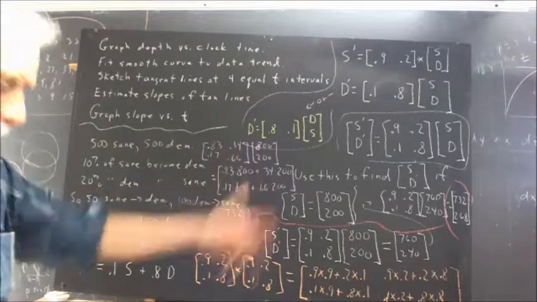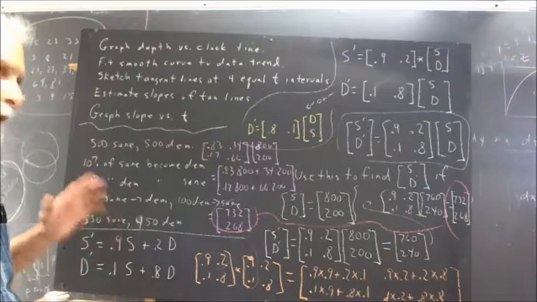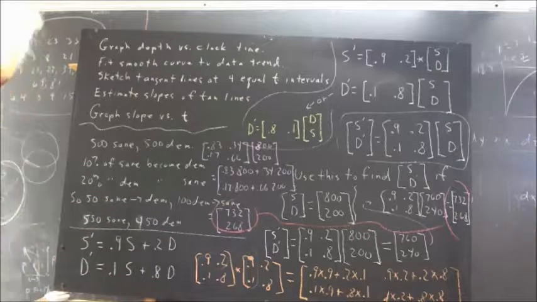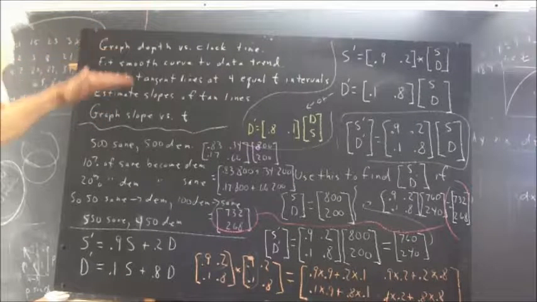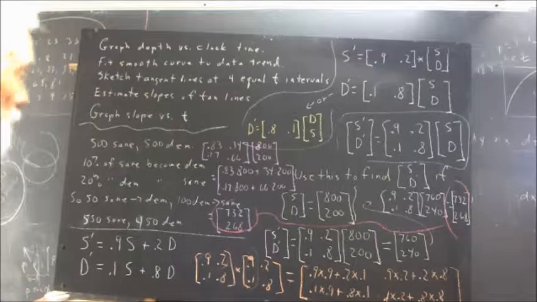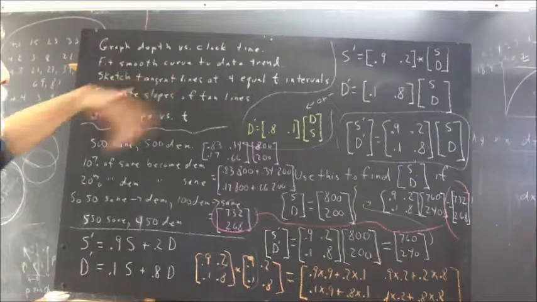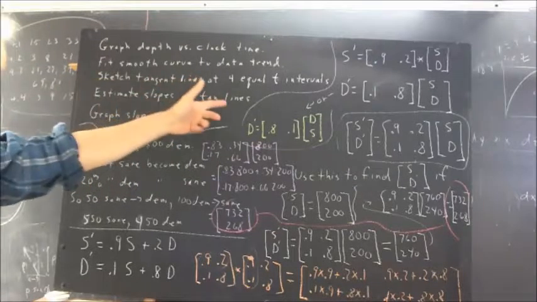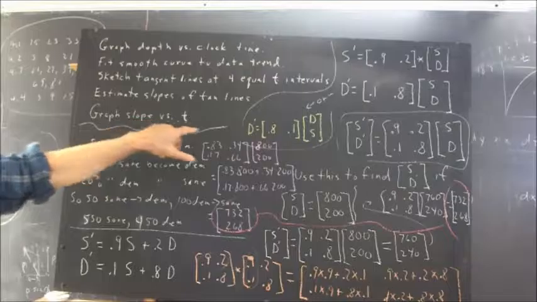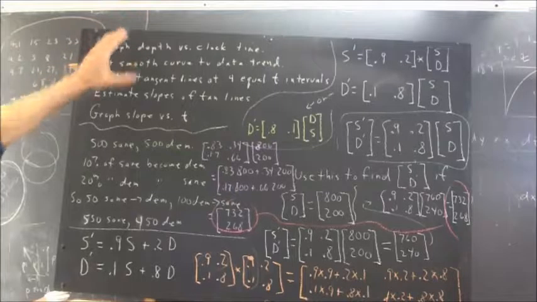Okay, the main thrust here is how we can use matrices and matrix calculations for the sane and demented problem. There's a little preliminary thing that I'll just say: this is what you do when you have your depth versus clock time for water flowing from a uniform hole in the side of a uniform cylinder. You graph the depth versus clock time, fit a smooth curve to your data trend, sketch your tangent lines at 4 equal time intervals, estimate the slopes of the tangent lines, and graph slope versus t, which constitutes constructing a slope graph. So that's kind of worth knowing, but that's not the main idea here.